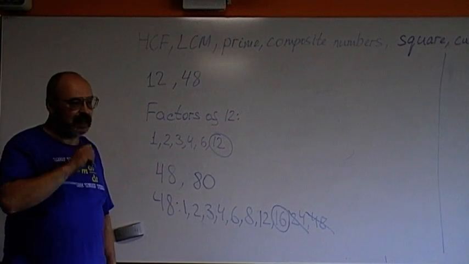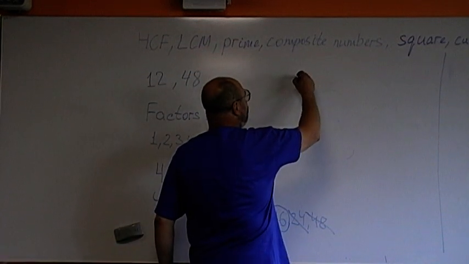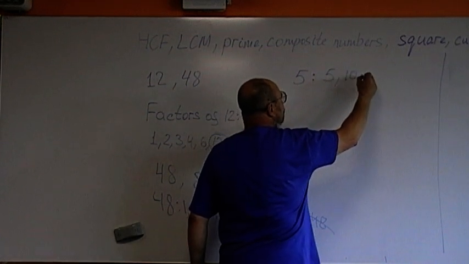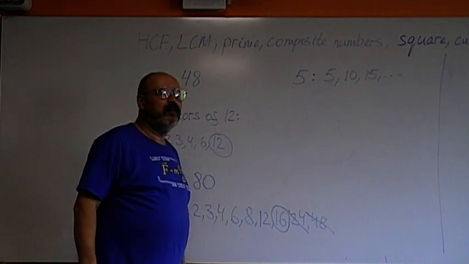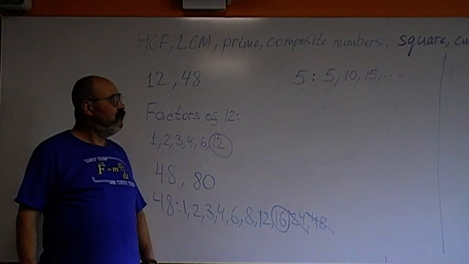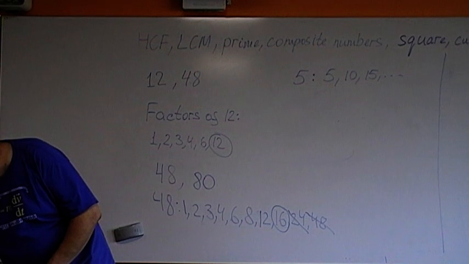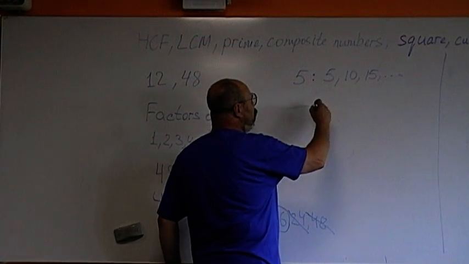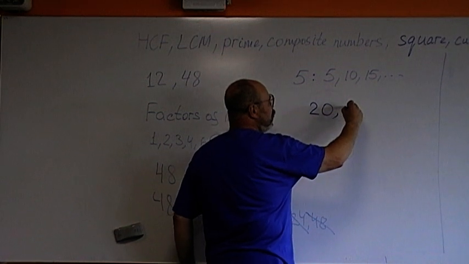Now, lowest common multiple. Again, what are the multiples of 5? 5, 10, 15, 20, 25, 30. 5 times 1, 5 times 2, 5 times 3, and so on. Now, when we need to find the lowest common multiple of two numbers, for example, the lowest common multiple of 20 and 35.